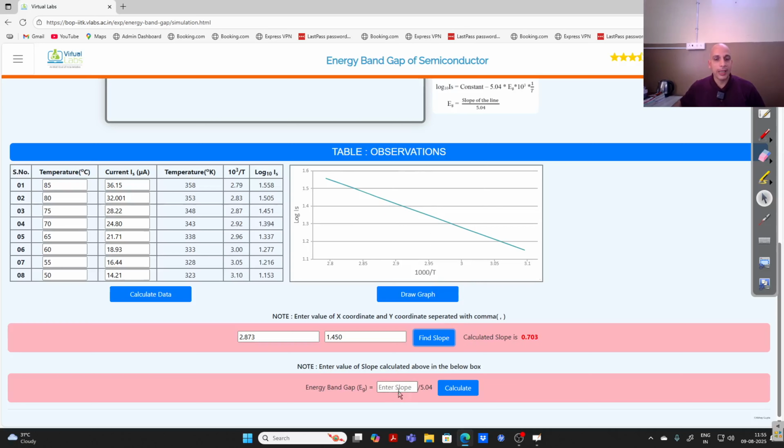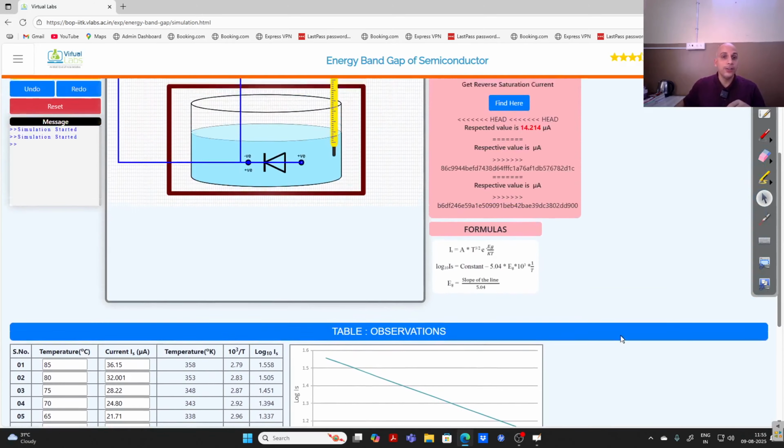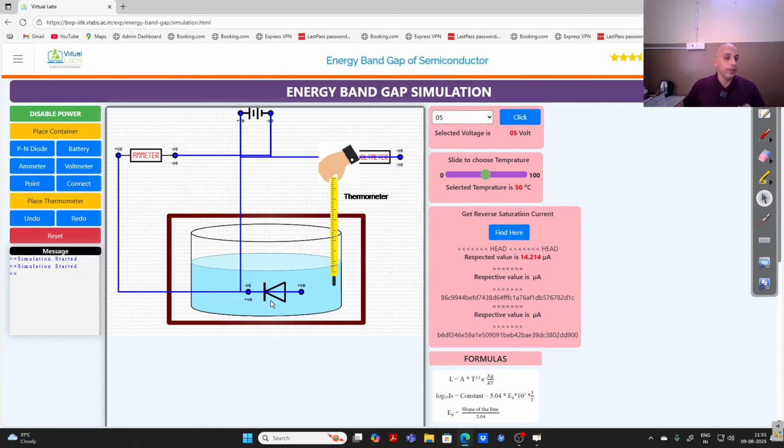Then the energy band gap, as per the formula, will be slope divided by 504. So the slope is 0.703, and this is already given. The energy band gap is of the order of 0.13, right? So this is the observed value of the energy band gap, 0.139. This is the energy band gap of the semiconductor used for making this particular type of PN junction diode. So this is the way of doing this experiment.